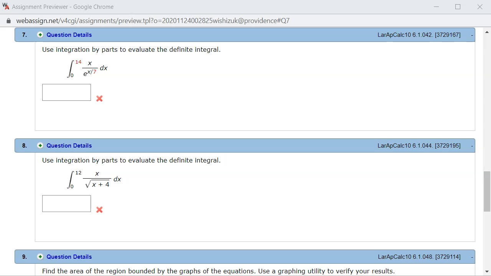All right, let's look at homework 6.1, problem number 7. Let's evaluate this definite integral using integration by parts.